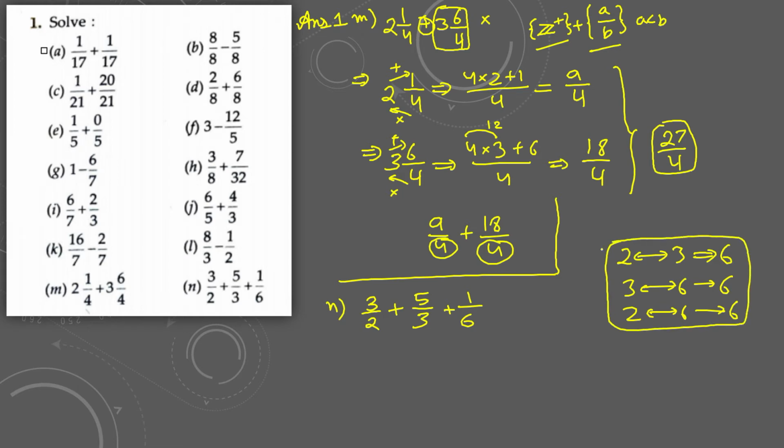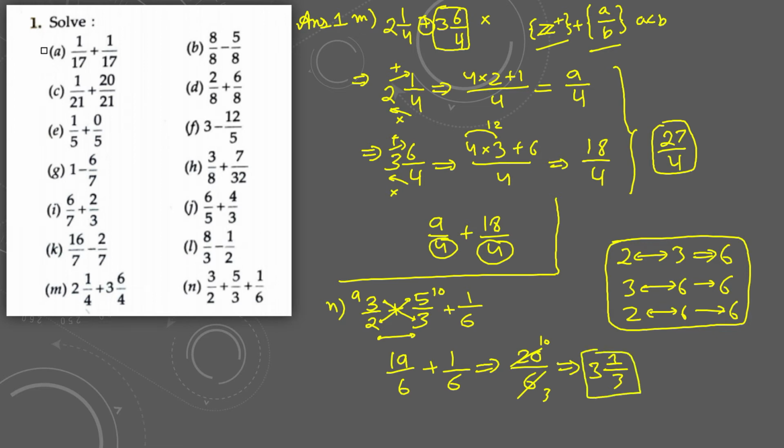In the ECD method, first we do cross multiplication from bottom to top. 3 3s are 9, 2 5s are 10. Now we add these numbers, 10 plus 9, 19. And the denominator this time would be the product of these both, that is 2 into 3, that is 6. Plus 1 upon 6, which gives me 20 whole upon 6, which gives me 3 1/3 if you simplify it, it will equal the same thing. So this is the answer of this question.